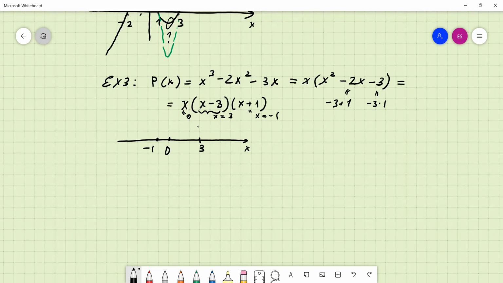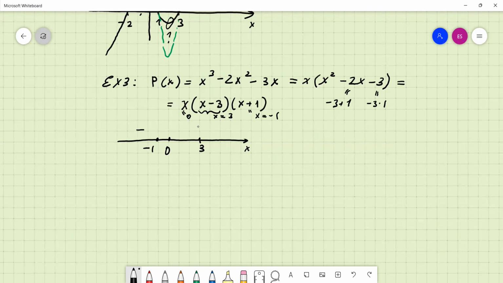So what do I have, guys? Well, let's consider numbers to the left of negative 1, like negative 2. Negative 2, negative 2, and negative 2 are all going to produce negative expressions: minus, minus, minus. So in total, I'm going to have minus.